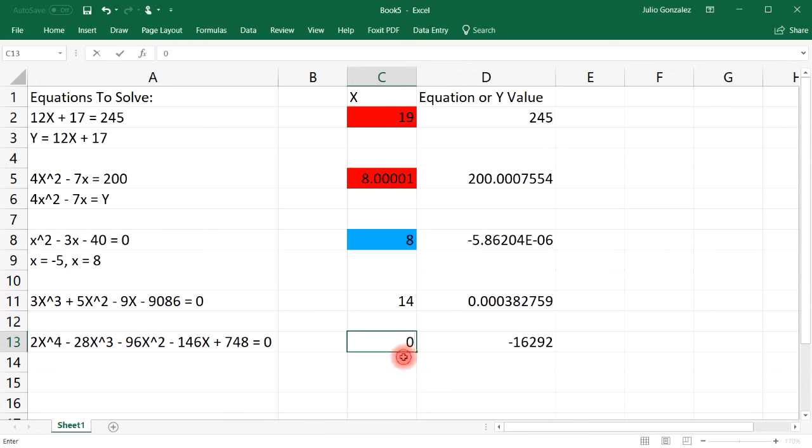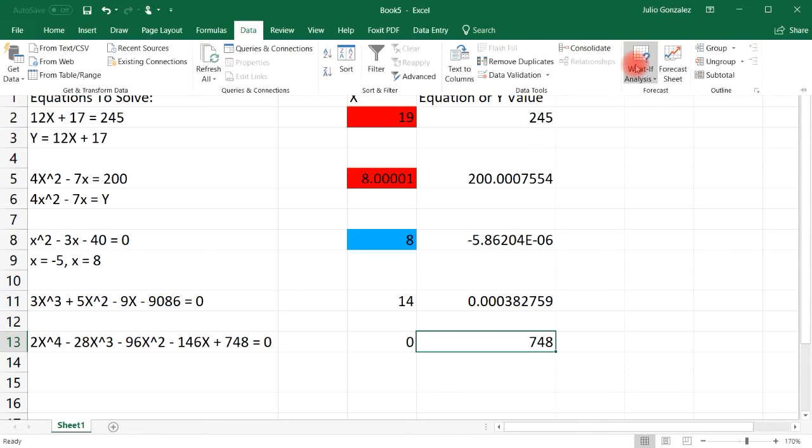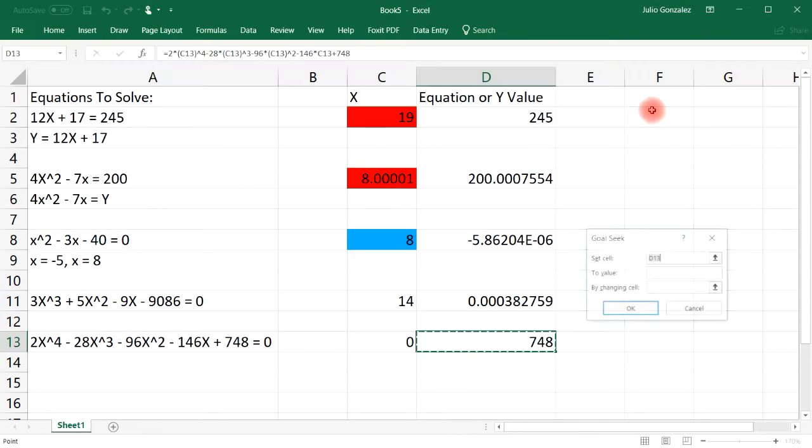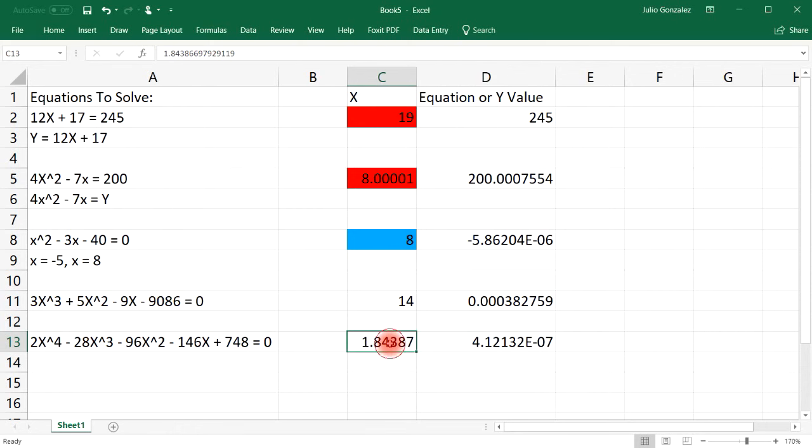Let's start with 0. So now let's click this. Data, What-If Analysis, Goal Seek. Let's set it to 0 by changing cell C13. And so our first answer is 1.84. So we said that when x is 1, it was 480. When it was 2, it was negative. So our answer between 1 and 2 was 1.84.